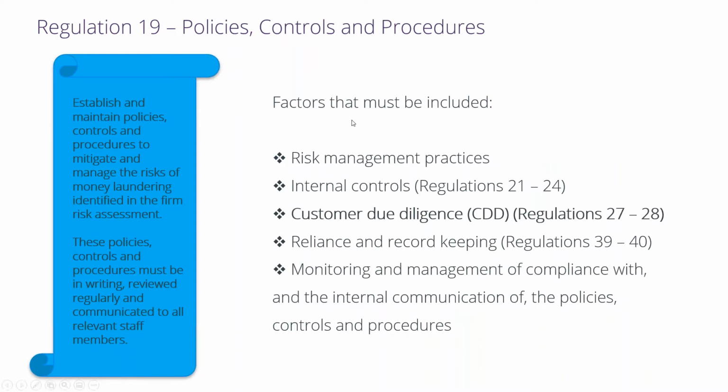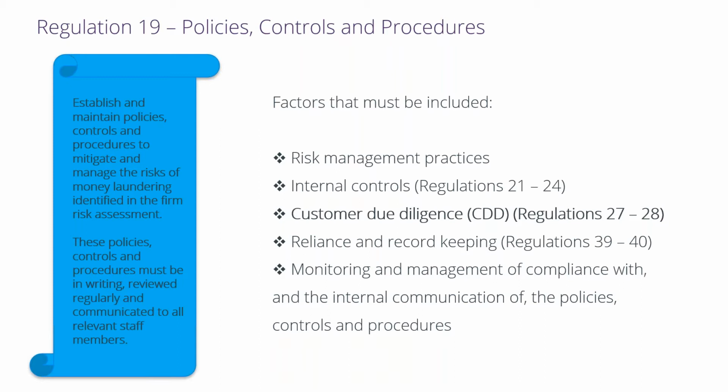Regulation 19, Policies, Controls and Procedures. The first thing to consider is that your policies, controls and procedures must be in writing. You must have a process by which they are reviewed and updated regularly, and a process by which you communicate the policies, controls and procedures to relevant staff, and how and when you will update the policies, controls and procedures.